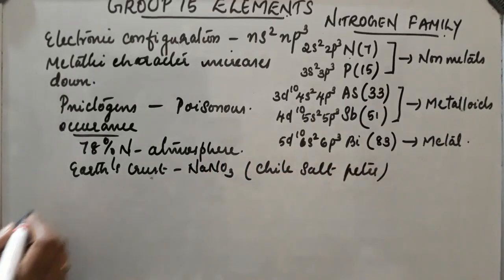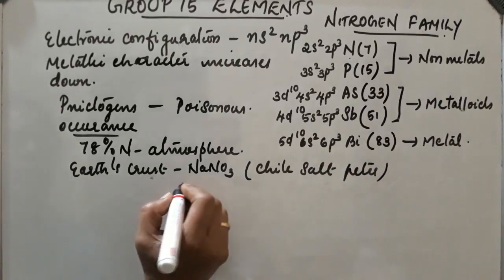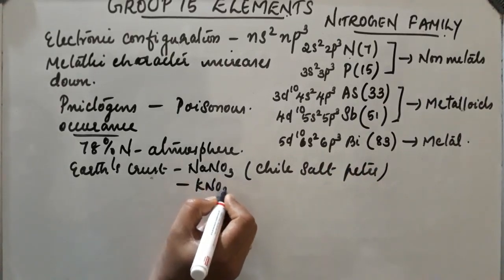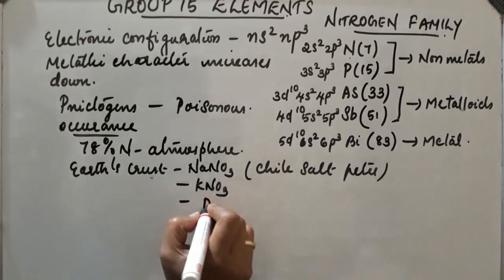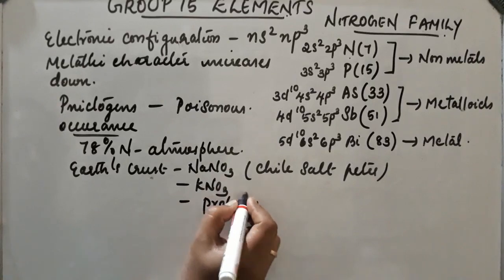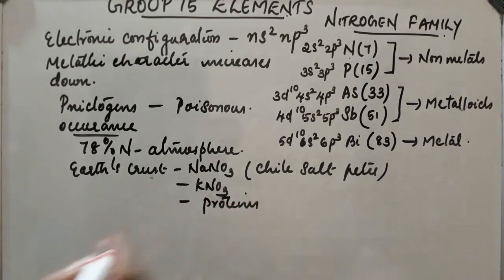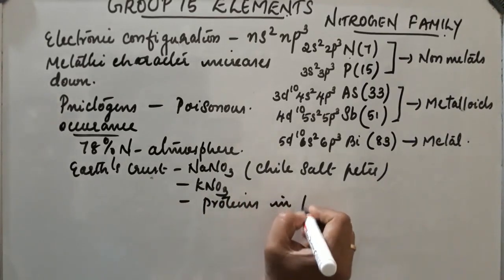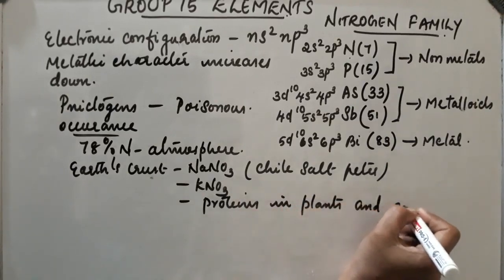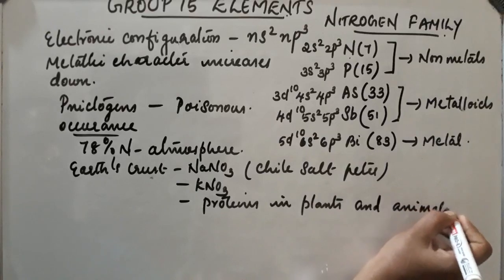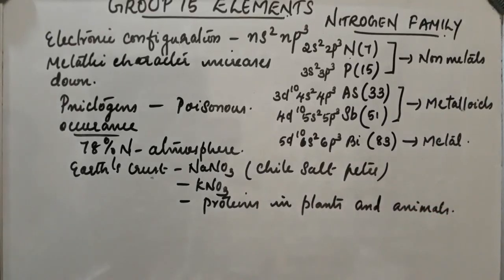Then also in KNO3, that is Indian saltpeter, and also present in proteins in plants and animals. Now, next, phosphorus.